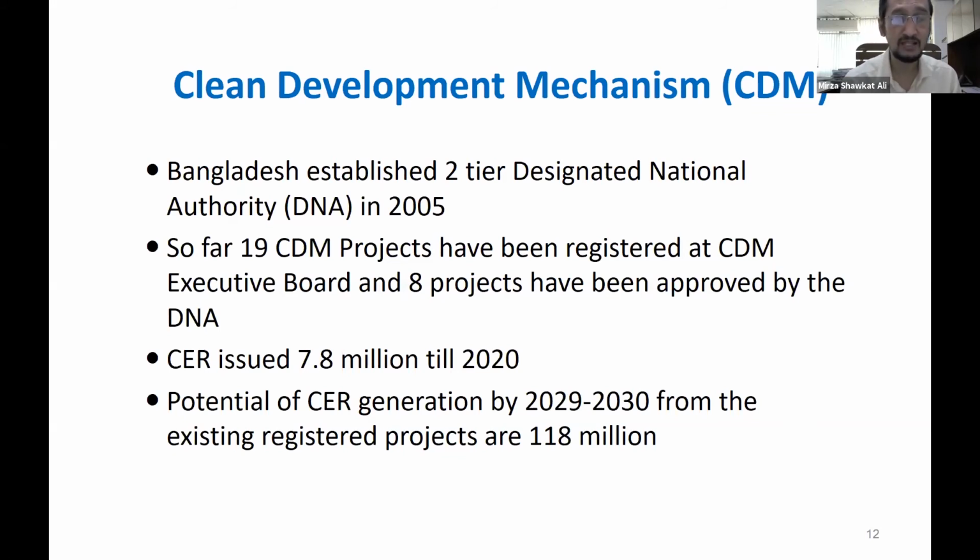From that, our CER issued so far is 8.1, not 7.8, 8.1 million ton till 2020, and we have potential to generate a total of 118 million ton of CERs, but it depends upon the Article 6 negotiation decision. Hopefully that will be taken in COP26. Next slide, please.